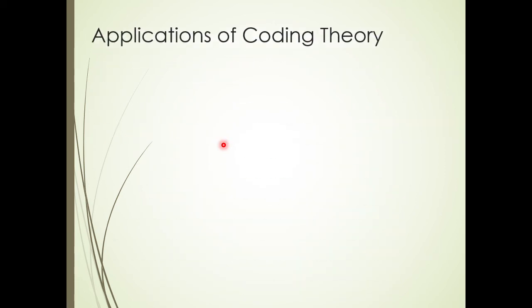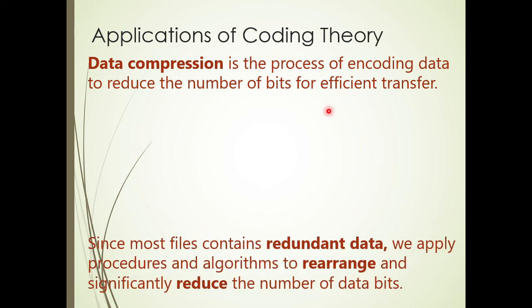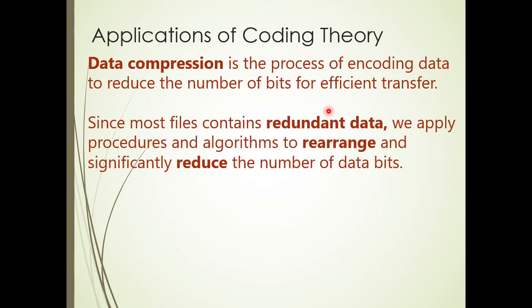Okay, another example of application of coding theory is data compression. Data compression is the process of encoding data to reduce the number of bits for efficient transfer. Of course, if the data has longer bits of information, then the tendency is that it is harder to transfer. So by rearranging this data, and most files contain redundant data, we can significantly reduce the number of bits into shorter ones.